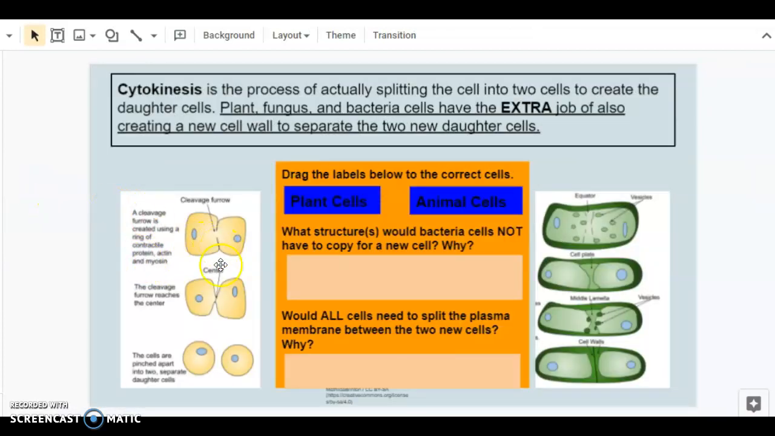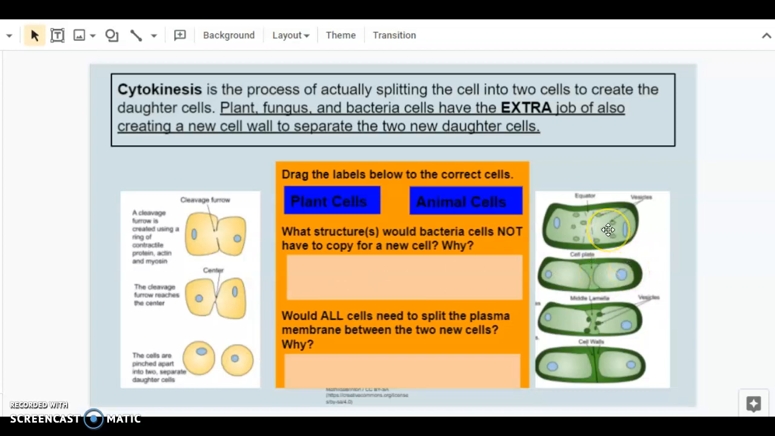When the cell actually splits into two entirely separate cells, that is called cytokinesis. It's the splitting of the cytoplasm so that it is creating two separate cells where it used to be one big cell with two nuclei.